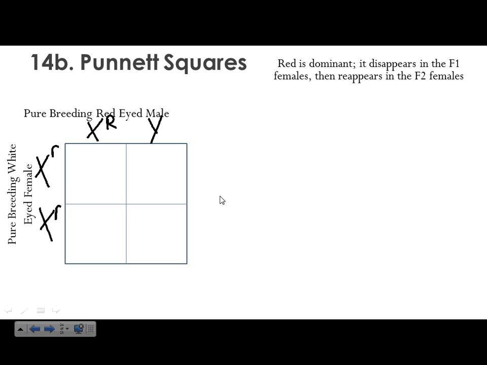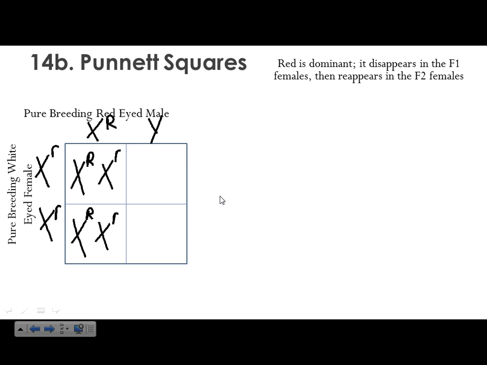So whenever we mate these flies together, here is a female that is heterozygous for red eyes. Here is another female that is heterozygous for red eyes. So this is what we saw in our F1 generation. In the F1 generation, we saw that 100% of the females were red-eyed. They were all heterozygous. Now let's look at the males.